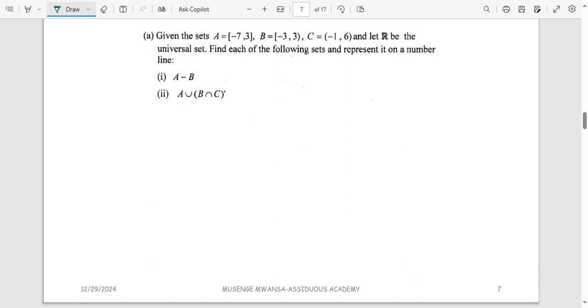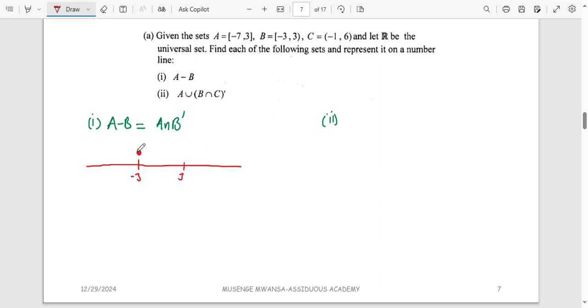Given that A is from negative 7 to 3, B is from negative 3 to 3, C is from negative 1 to 6, the universal set here is R. Okay, the universal set is the set of real numbers. We want to find the sets that have been given. So starting with the first one, A minus B, I'll write A here and I'll write the second one here. Anyone who can tell us what A minus B means? A intersection B complement, good. So the next thing, remember, as we said earlier, always start with what has got a complement. So we're going to get the set B. The set B is from negative 3 up to positive 3.